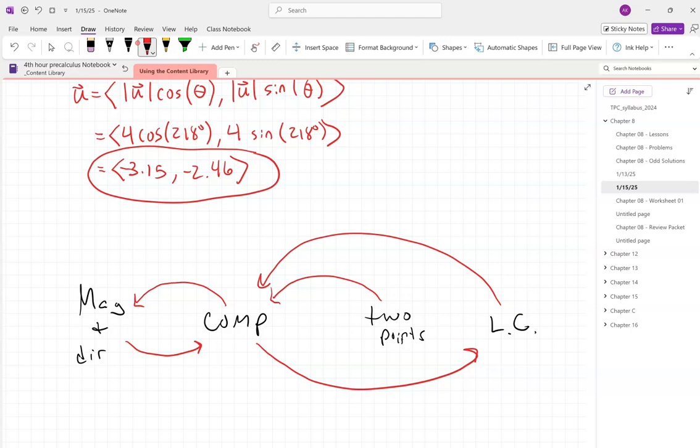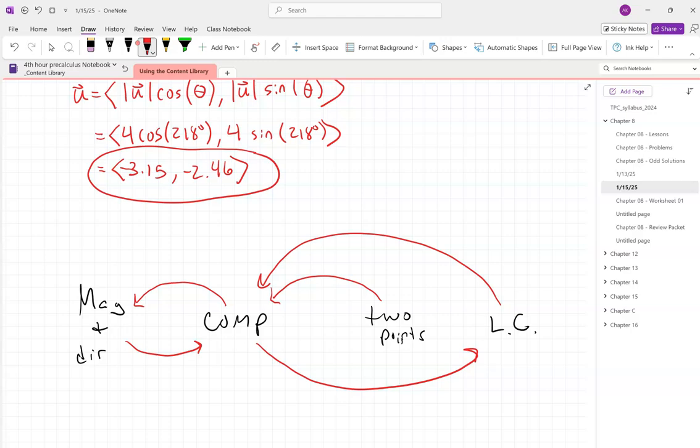And the reason you want to be able to go back and forth between them is sometimes, depending on what you're trying to do with your application, one of these forms may be more helpful or make the problem easier than another, or might be more meaningful, like its actual real life number means something to you more than the other.